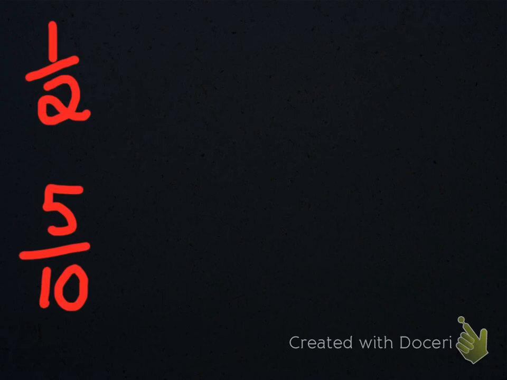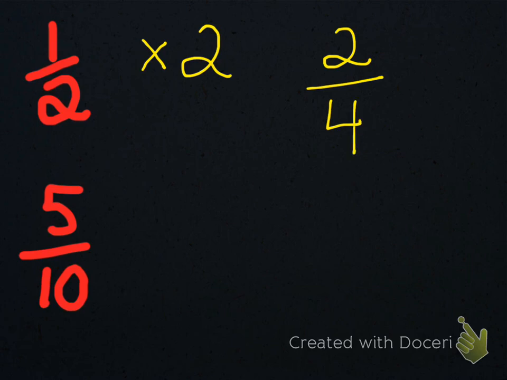Let's do another example showing that. So my first fraction is 1/2. And what I'm going to do is multiply the top number and the bottom number by 2 to get the equivalent fraction. If I multiply 1 times 2, I get 2. And if I multiply 2 times 2, I get 4. So 1/2 and 2/4 are equivalent fractions. They are equal to one another.